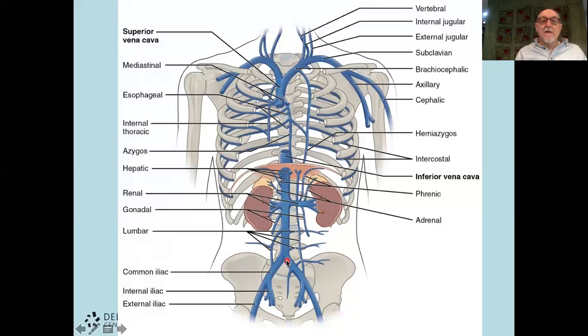For the rest of it, for the most part, the names match the arteries. So as we had renal arteries, we have renal veins. There are veins coming from all of the major organs, and all empty into this inferior vena cava and into the superior vena cava.